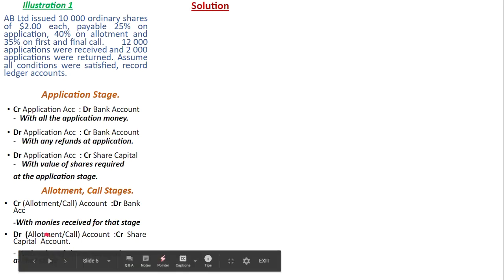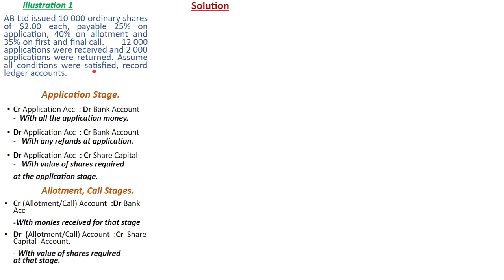But before I show the solution, maybe it's quite important that we get to understand what exactly the illustration wants us to work on. First, we are told that the company issued 10,000 ordinary shares of $2 each. Remember, we said ordinary shares are always recorded at par. So our ordinary share account will be 10,000 multiplied by $2. That's $20,000 will be recorded in our ordinary share capital account.